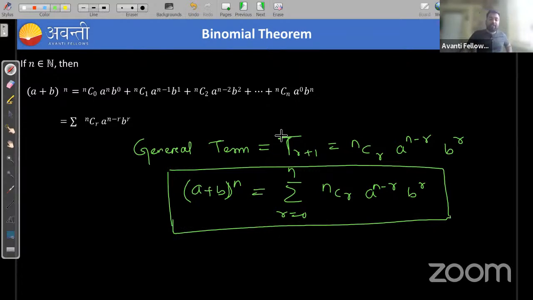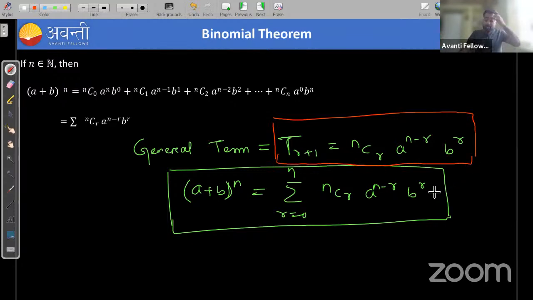And what is the general term? General term is T(r+1), that is nCr into a to the power n minus r into b to the power r. Remember these two formulae, they are very, very important. You can note down also, and you can take a screenshot of all these things. I hope this is clear to all of you.